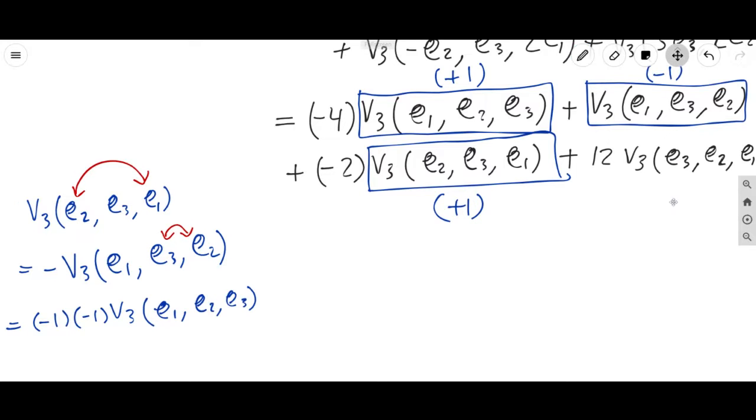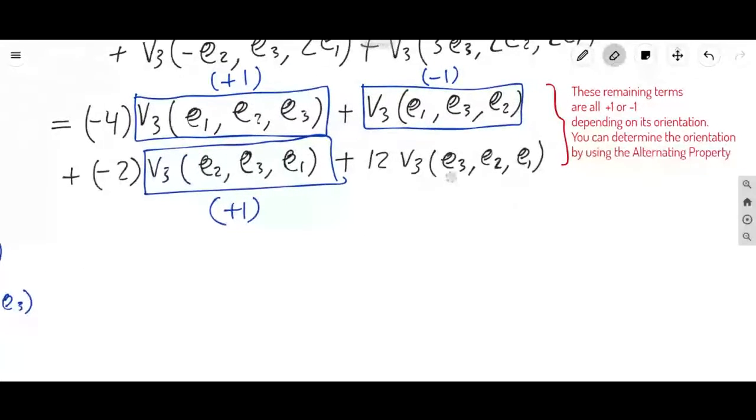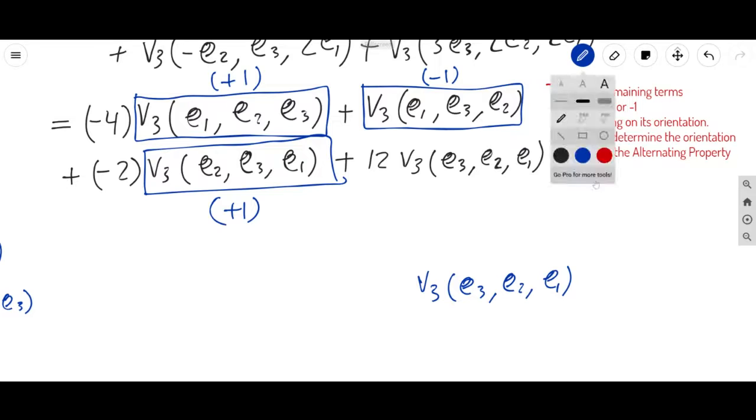And now for this one, let's put it in the correct order. So we have V3 of E3, E2, E1. Here, you only have to flip.